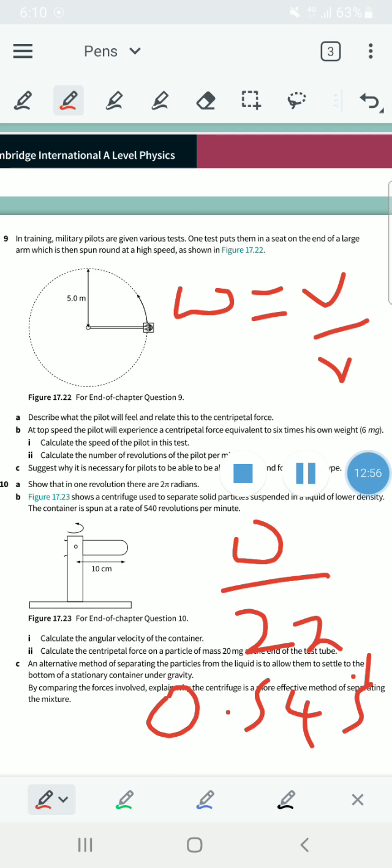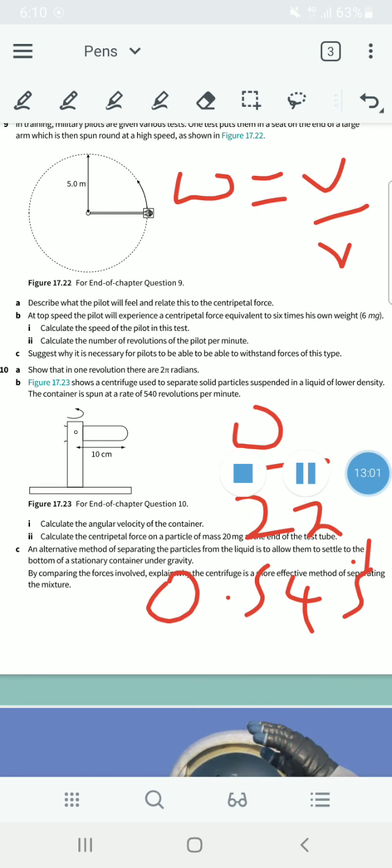Then suggest why it is necessary for pilots to be able to withstand forces of this type. That is because, like I told you earlier, during real life military fighting or sky battles, they have to experience very high speeds and take very sharp turns, and that makes them experience a lot of gravity, a lot of G's. You say that they are experiencing heavy G's.